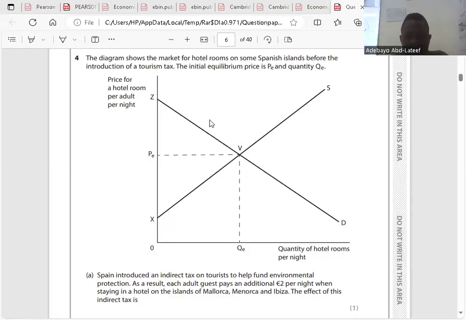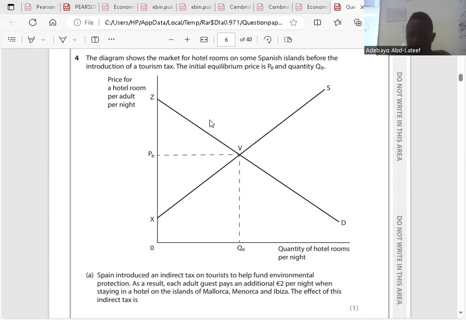Good day. Today, I want to talk about indirect taxes. So we have a question already on indirect taxes. Question 4. The diagram shows the market for hotel rooms on some Spanish island before the introduction of a tourism tax. The initial equilibrium price is at PE and the quantity is at QE.